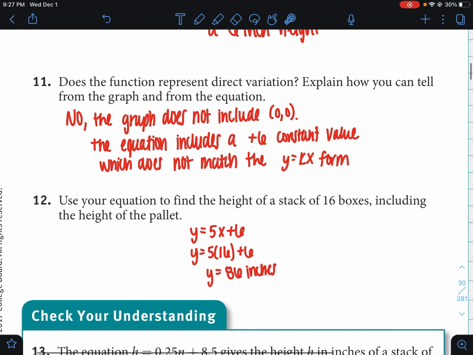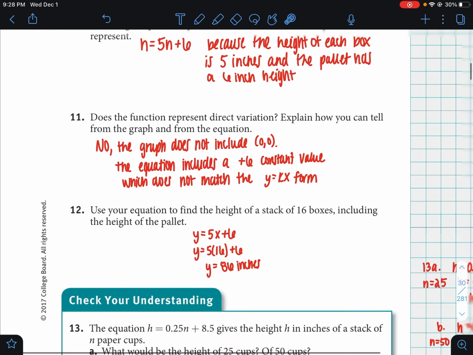For number 12, use the equation to find the height of the stack of 16 boxes, including the height of the pallet. What that's saying is that x is equal to 16. So we plug in x equals 16, and we get 5 times 16 plus 6, which gets us 86 inches for the total height of that stack, with the pallet's height included.